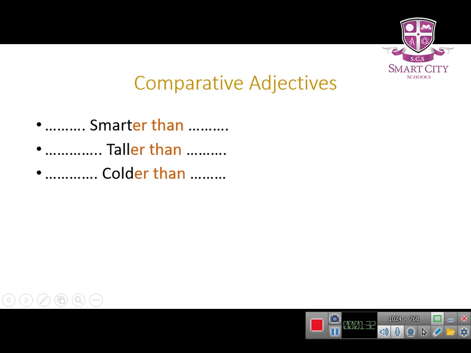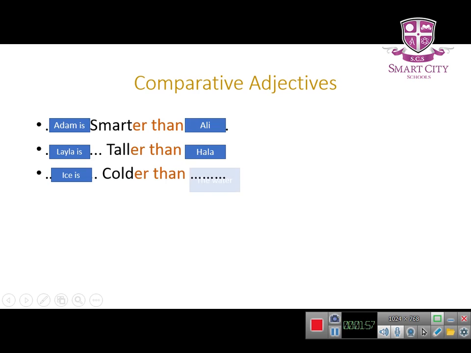Look at these examples. Smarter than, taller than, colder than. Let's use it to compare between two nouns. Adam is smarter than Ali. Layla is taller than Hala. Ice is colder than the water. So I add ER and I put than to compare between the two nouns.